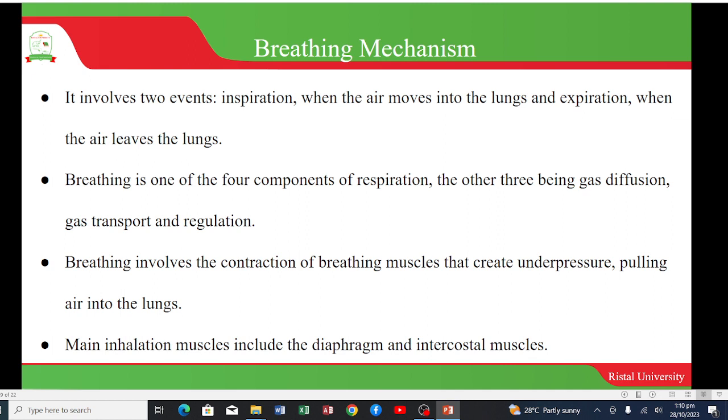The breathing mechanism. This involves two events: inspiration, when the air moves into the lungs, and expiration, when the air leaves the lungs. And breathing is one of the four components of respiration, which other three are gas diffusion, gas transport, and regulation. Breathing involves the contraction of breathing muscles that creates under pressure, pulling air into the lungs. And the main inhalation muscles include the diaphragm and the intercostal muscles.